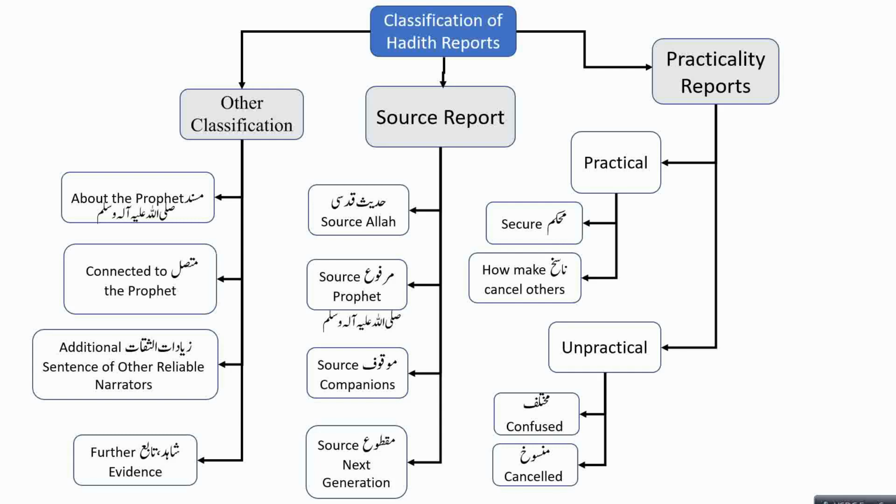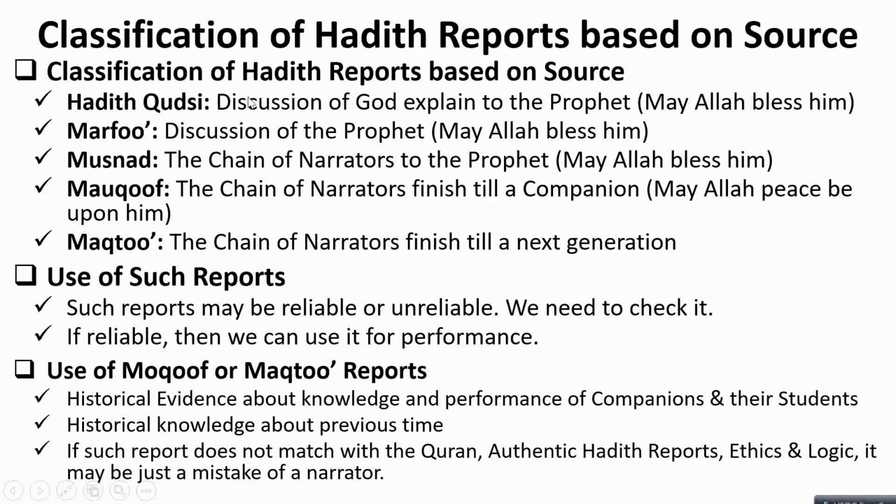Musnad means that a report about the Prophet sallallahu alaihi wasallam is there. Muttasil means that the chain of narrators is connected with the Prophet sallallahu alaihi wasallam. Ziyadatus siqat means additional sentences from other reliable narrators, so as a result we can get the explanation about the report. Shahid and tabe means that further evidence will be there, which may support the sentence of one report. You should understand this terminology, the classification of hadith reports based on sources.